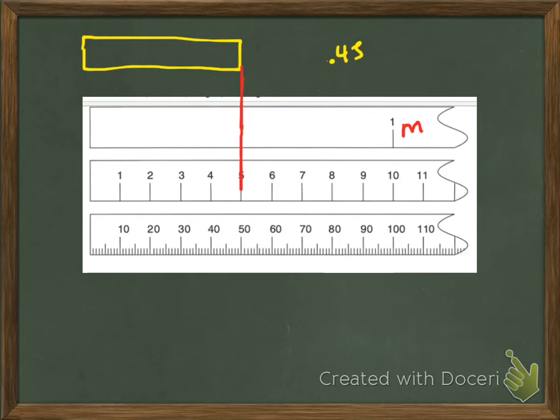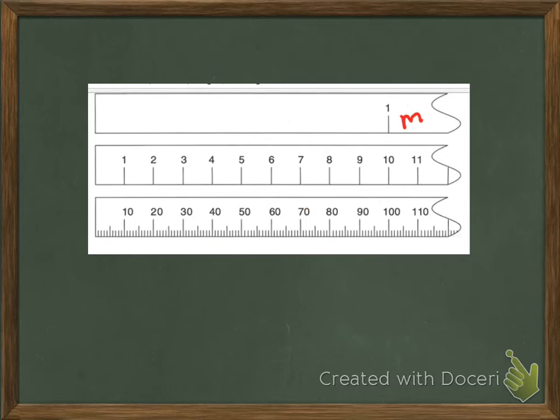Now, if I'm measuring that same object on here, I can say, oh, well, that is 0.50 meters, or 0.50 decimeters. Let's start over on this one.